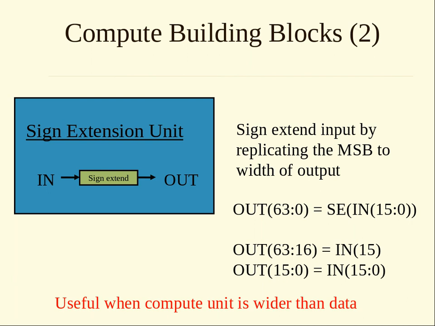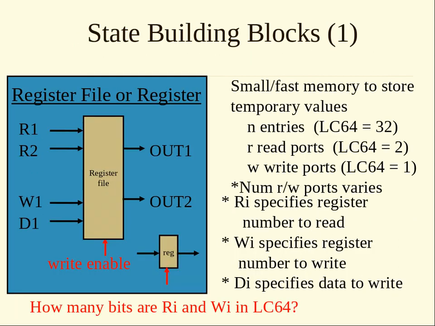So it's useful when compute is wider than the data, namely if you need more than your 16 bits. And we'll get to why this works. Foreshadowing, it's called 2's complement.